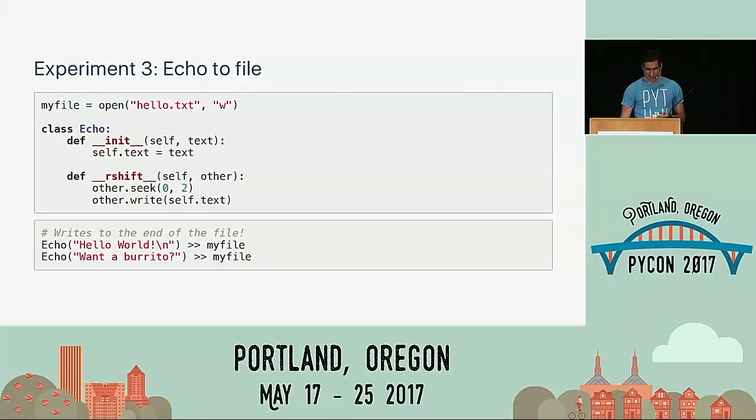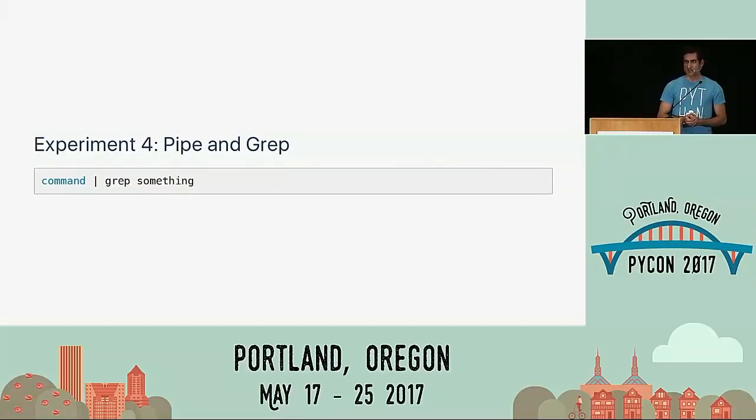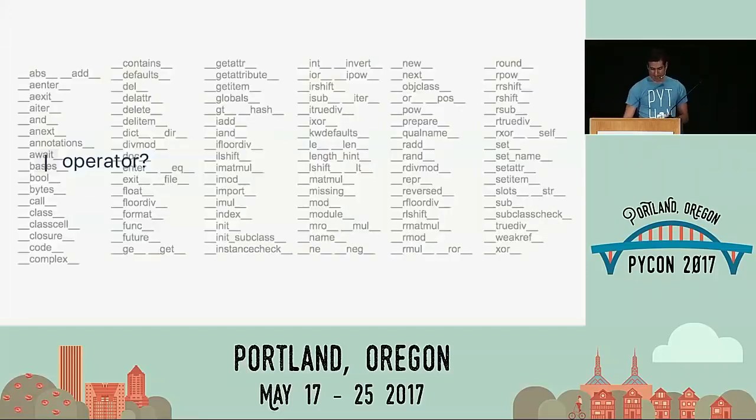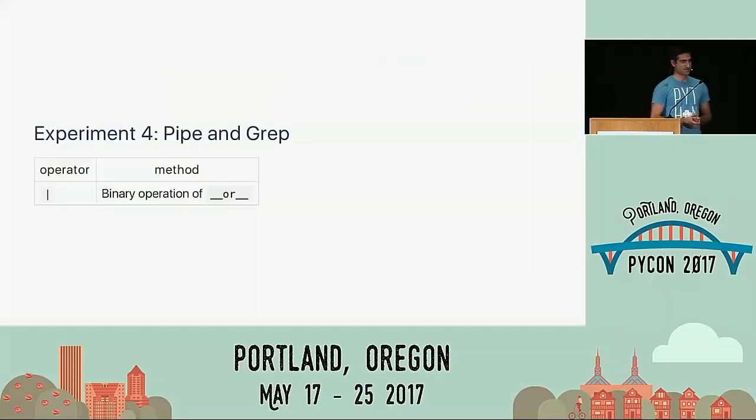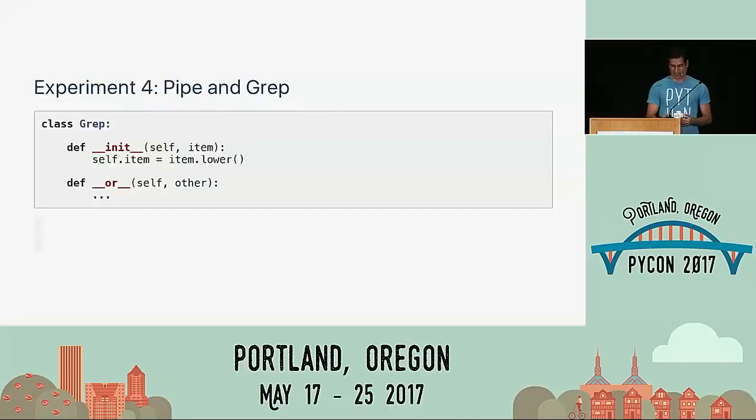Okay. Next, let's do another experiment. One thing that I really enjoy doing in Bash, again, is pipe and grep. We're going to try to implement this in Python. The magic method for the pipe operator is __or__. It's another binary operation. Let's use this. We're going to start with a class Grep. We're going to grab the item that we want to grep for, put it in self.item, and lower it. Why? Because I like case-insensitive grep by default. And then we're going to try to use __or__.